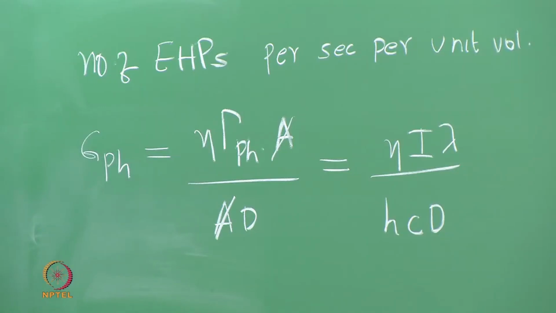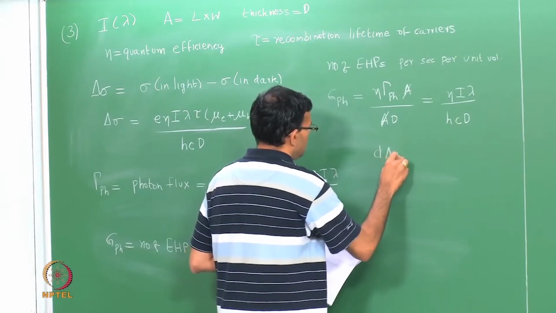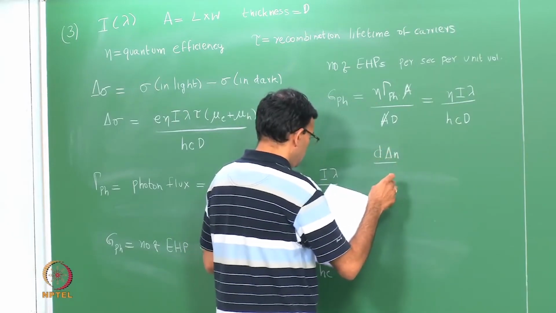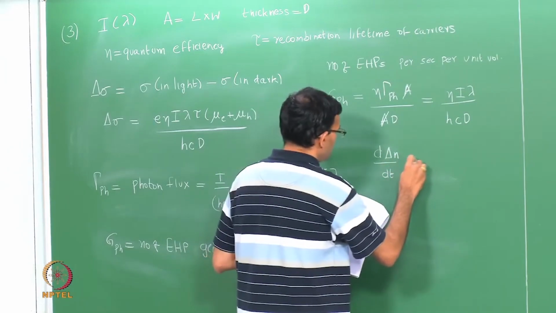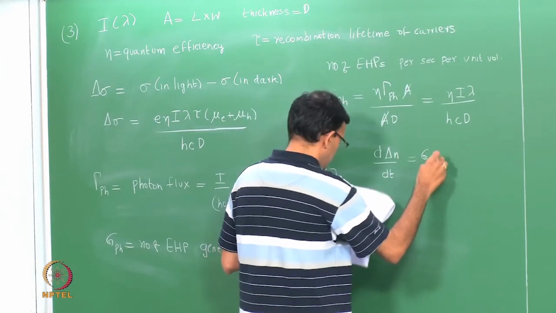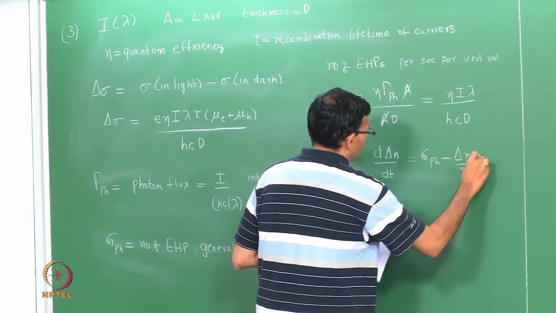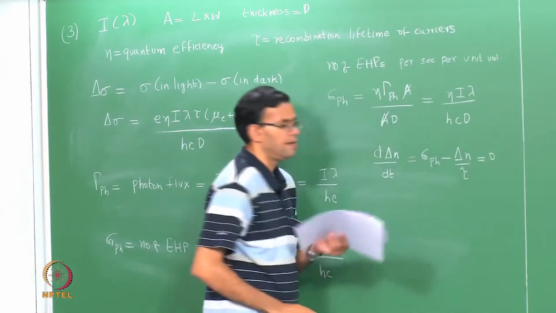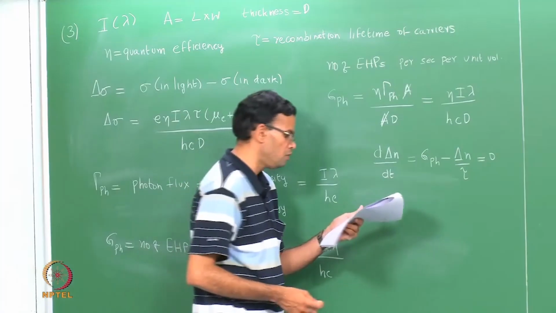Again we have a steady state situation, so we can write the continuity equation. If we take the excess carriers to be electrons, then d delta n over dt is nothing but G ph minus delta n over tau, and at steady state this change is equal to 0.